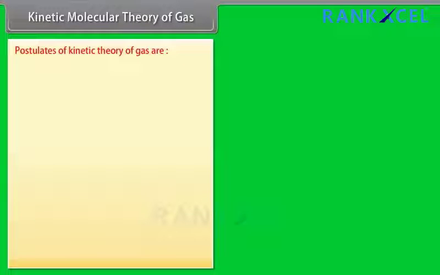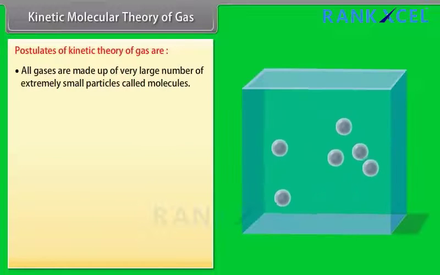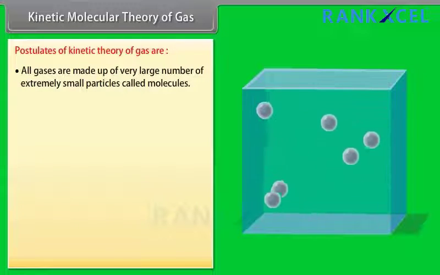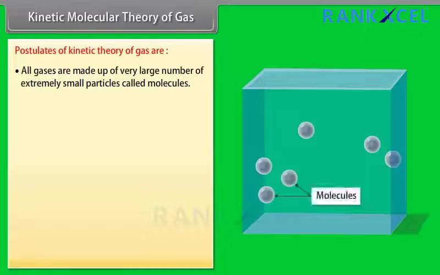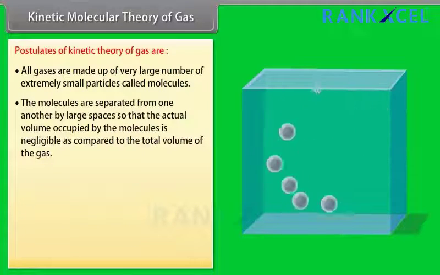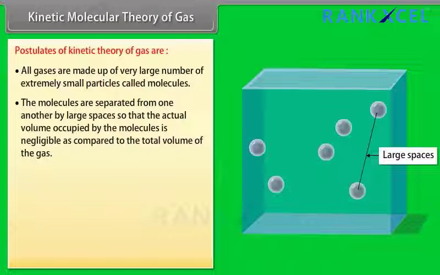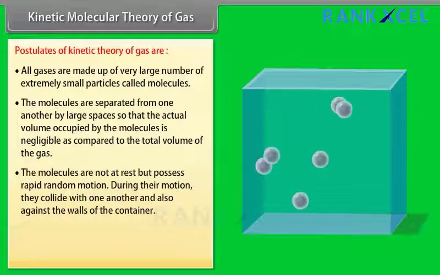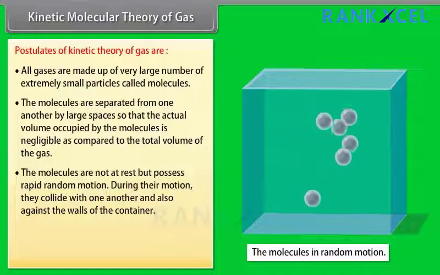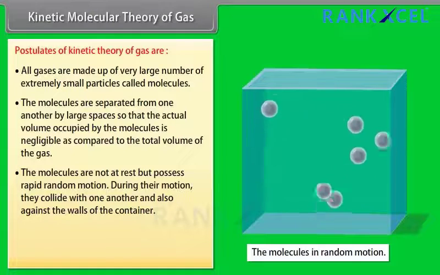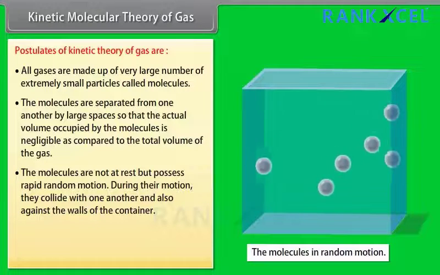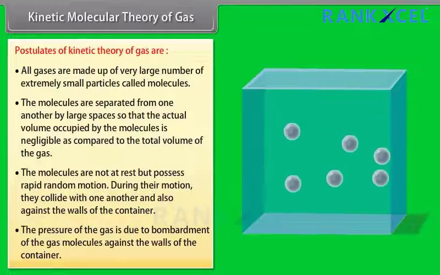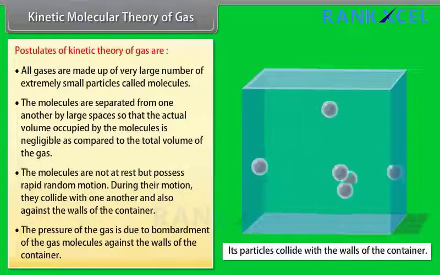Kinetic molecular theory of gas. Postulates of the kinetic theory of gas are: all gases are made up of very large numbers of extremely small particles called molecules. The molecules are separated from one another by large spaces so that the actual volume occupied by the molecules is negligible as compared to the total volume of the gas. The molecules are not at rest but possess rapid random motion. During this motion, they collide with one another and also against the walls of the container. The pressure of the gas is due to the bombardment of the gas molecules against the walls of the container.